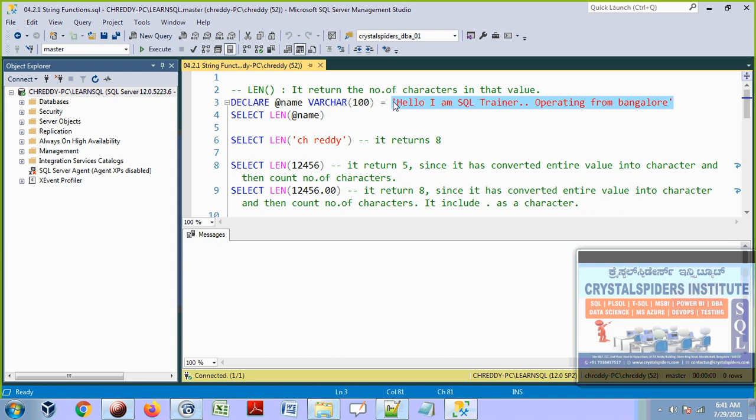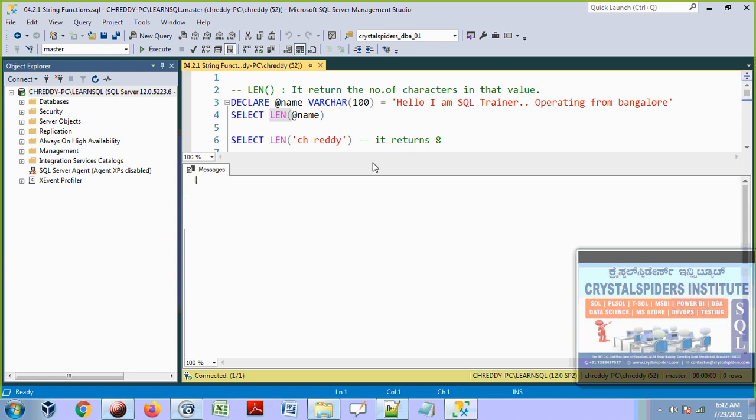So I want to see how many characters are there here. Do we really count 1, 2, 3? If it is 10 or 15, okay, we can count. If it is more than that, we can't count. So this len function will help: how many characters are there in that particular value, that's what it will return. Let's see this. The len function will return the number of characters in that value.